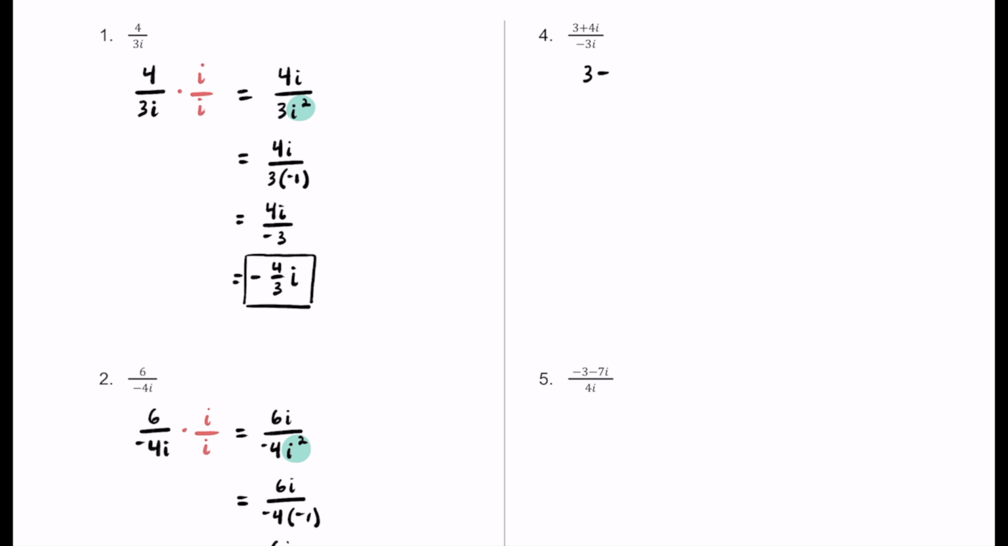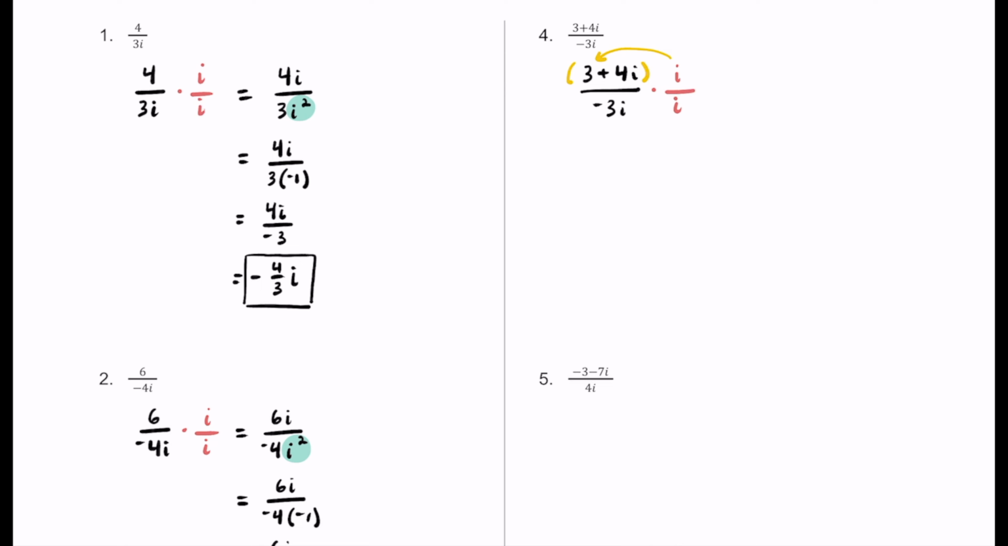We have 3 plus 4i, and this is all on top of negative 3i. Okay, so again, the negative 3 on bottom is fine. It's just the i we're going to deal with, so let's go ahead and multiply top and bottom by i. And in the numerator, we're going to have to distribute this i to both of these terms over here.